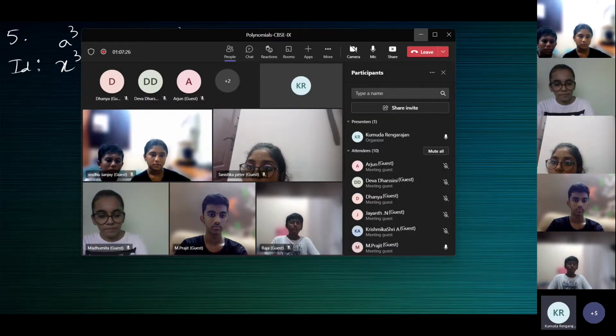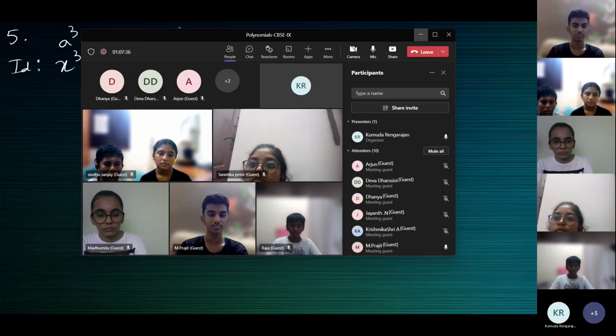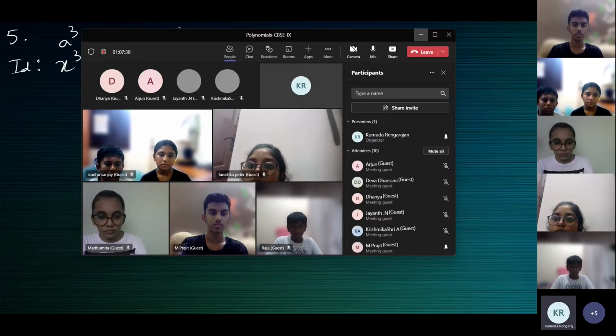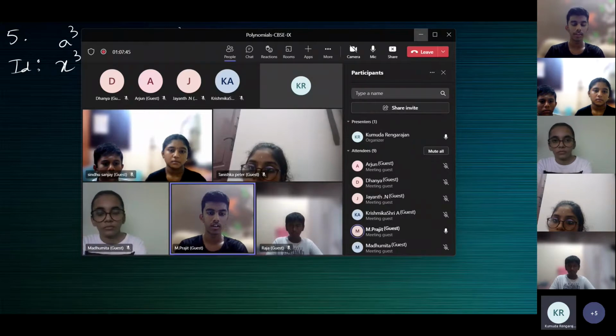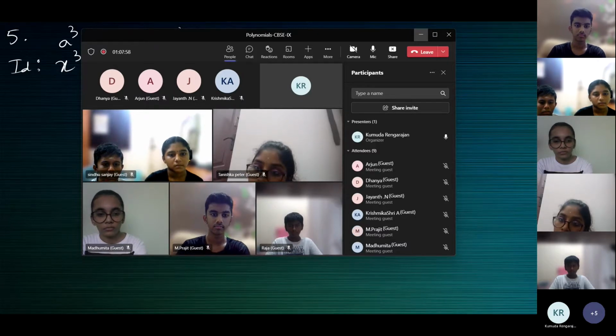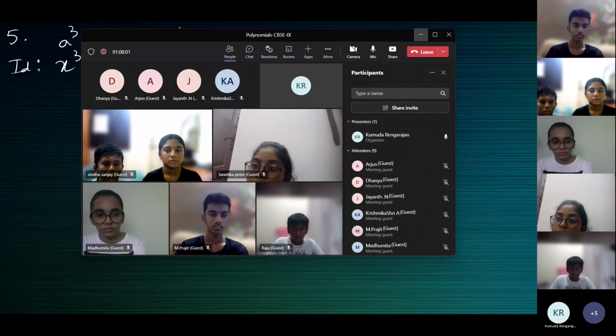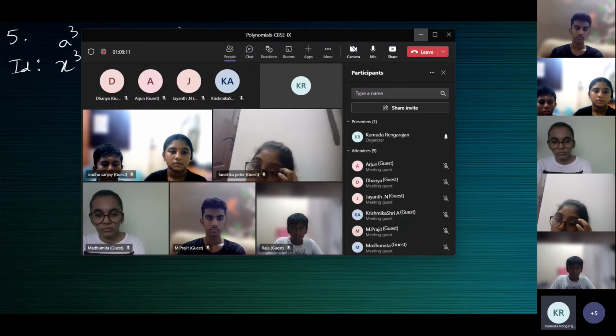Rajat, what is x cube minus y cube? Don't look down. Look at your screen. Complete the identity x cubed minus y cubed. Children, don't look down into your book. X cubed minus y into x square plus xy plus y square. Okay, Raja, complete the identity x cubed minus y cubed.